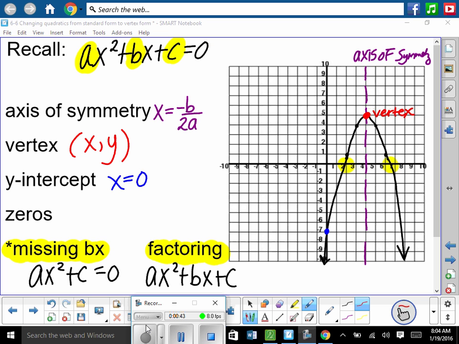And then your y-intercept is always when x is equal to 0, so you plug in 0 into your function, and it's going to give you the y-intercept where it's crossing the y-axis. And then we learned how to find the zeros, where it's crossing the x-axis. We learned how to do that when missing the x, so if we have it of the form ax squared plus c, and then we learned how to solve a quadratic by factoring. So any questions on any of this so far?